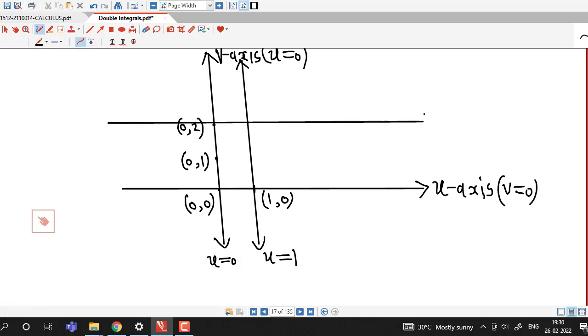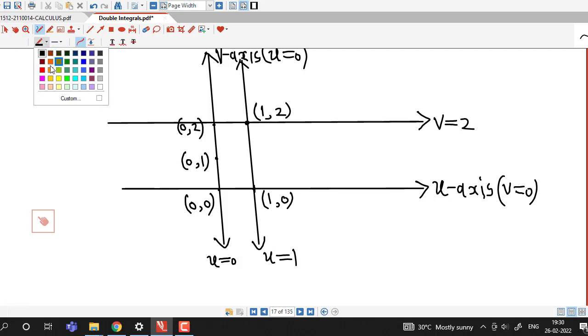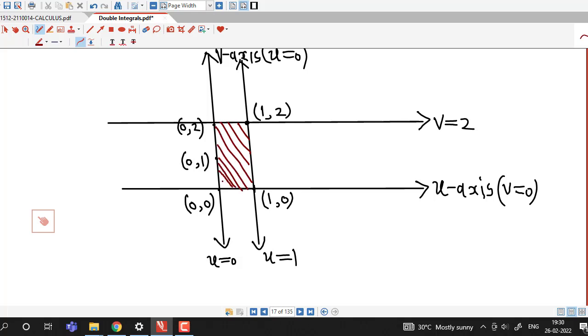This line is v equal to 2 and this point will be, here we have u equal to 1, v equal to 2. So this is the region in the UV plane and it is rectangular region. So limits of integration for u and v are u is from 0 to 1, v is from 0 to 2. So our integral will be converted from integral over non-rectangular region to integral over rectangular region.